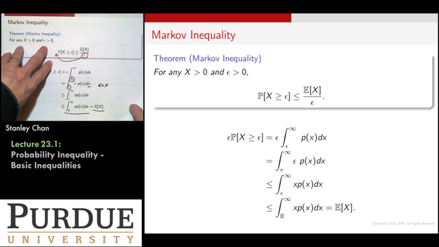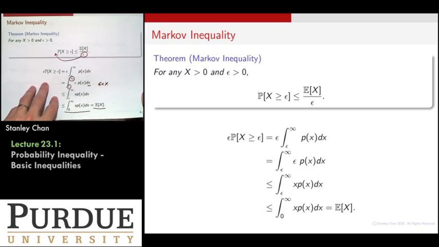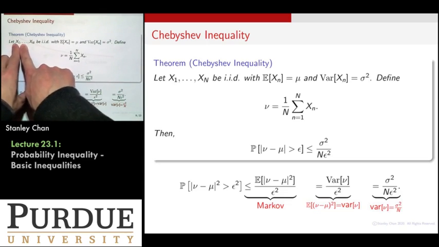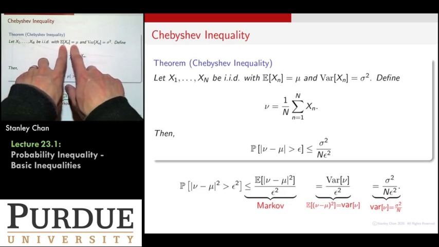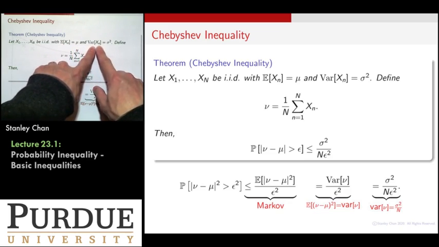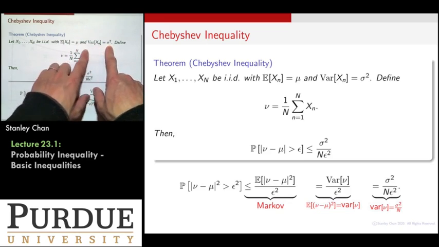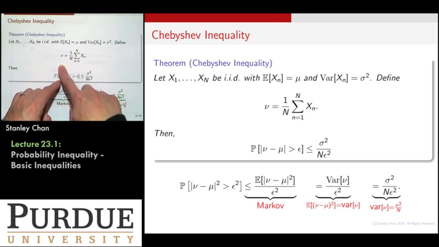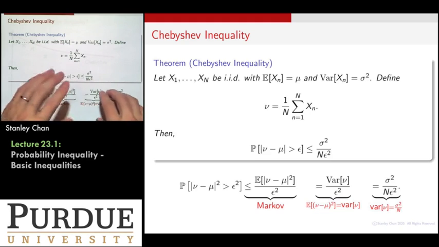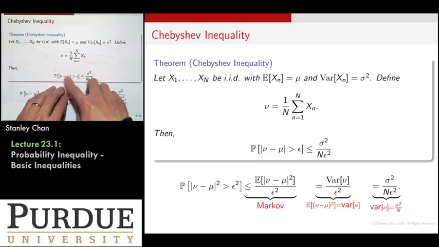Now, this Markov inequality will be very useful when we go to the next one. It's called the Chebyshev inequality. The Chebyshev inequality says this. If you have a sequence of random variables, and each one has the same mean mu and the same variance sigma squared, then we ask, what is the probability that the deviation between the sample mean and the true mean is bigger than epsilon? We can show that it's less than or equal to sigma squared divided by n times epsilon squared.